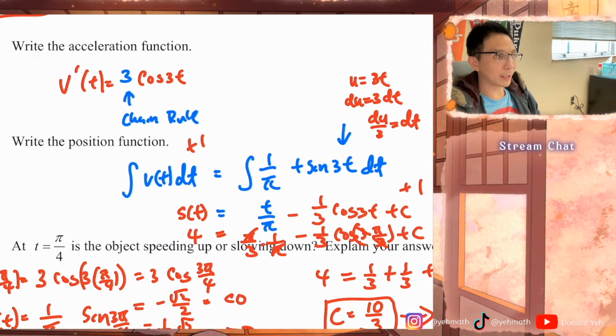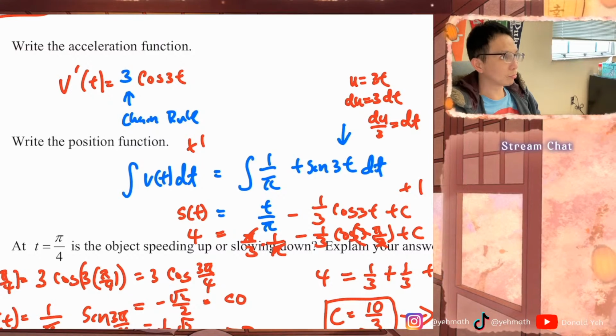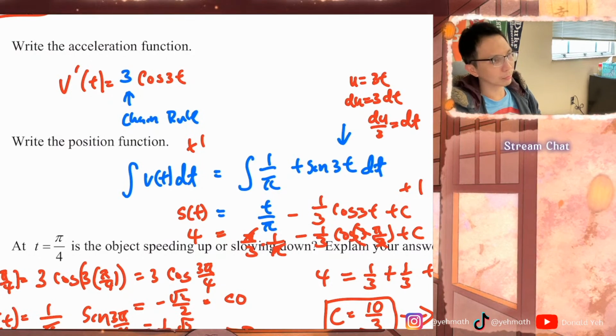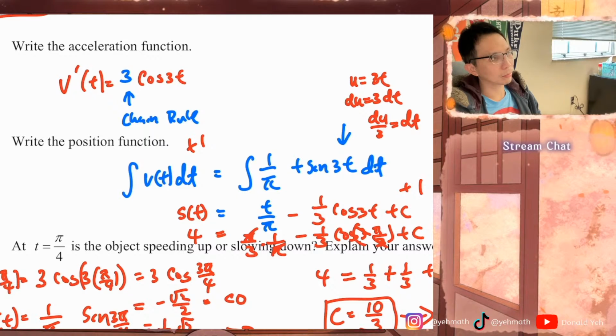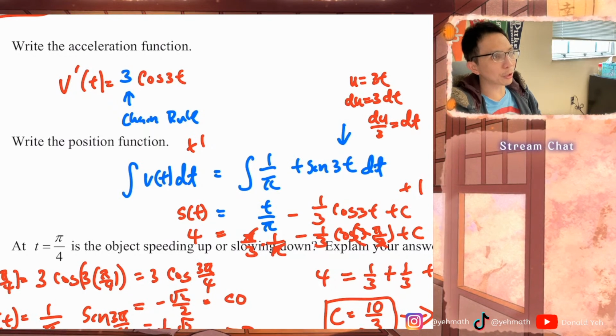You cannot use a calculator. This is the non-calculator part. There are going to be sections on the exam where they tell you to use a calculator.